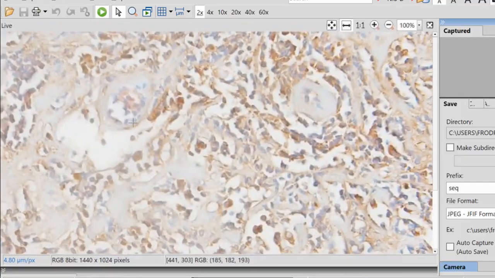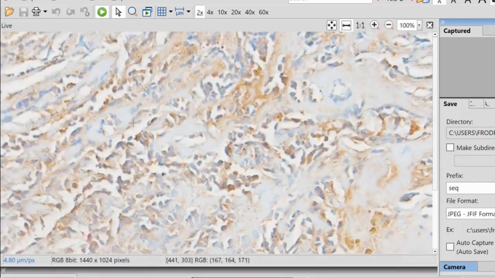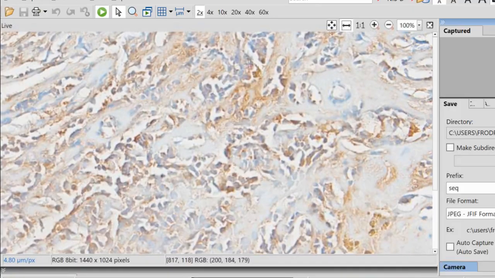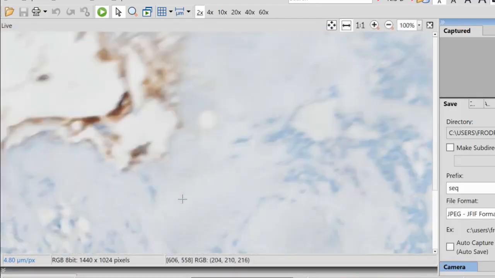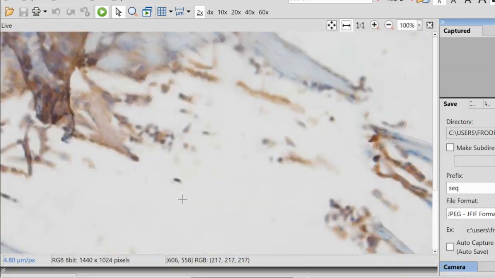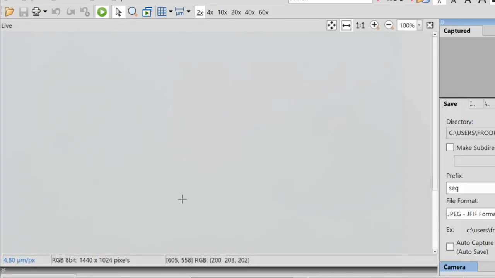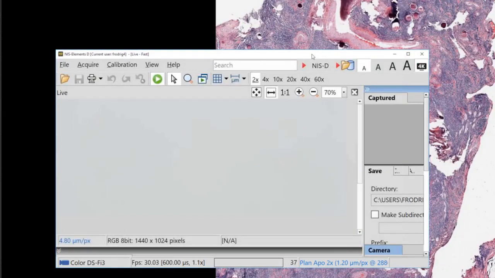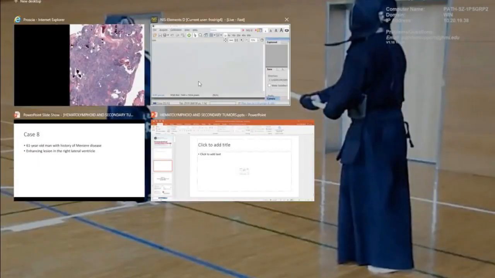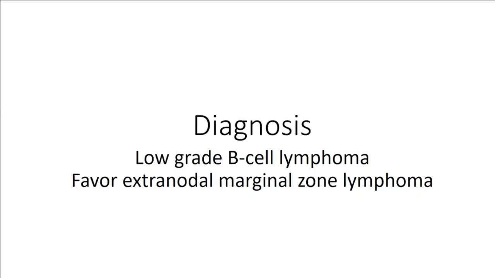So certainly the impression that was picked up, there's a few red cells, so it did work, but you have really kappa excess. So in this case, we were able to confirm that that clone that was suspected from the flow cytometry was indeed real, and this is actually a lymphoma and not a reactive process. So the diagnosis was low-grade B-cell lymphoma, and we were favoring extranodal marginal zone lymphoma.